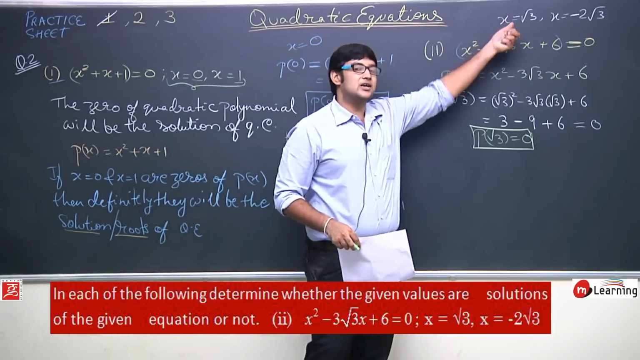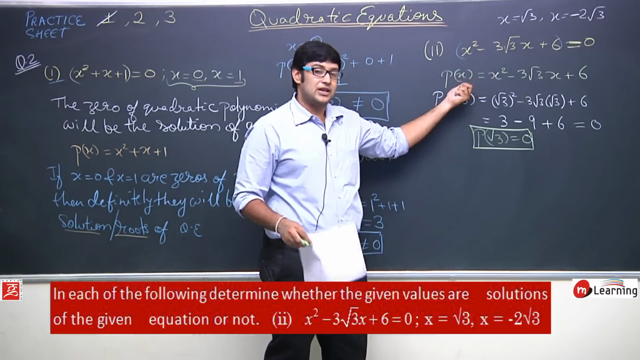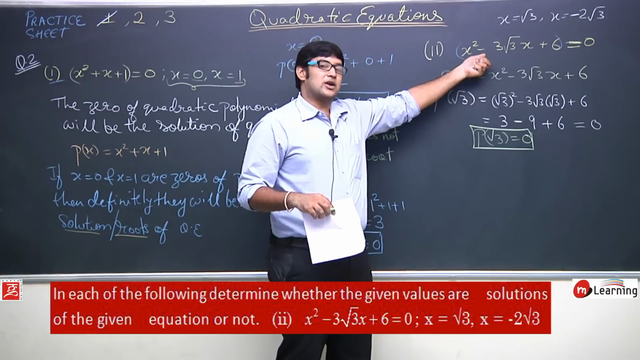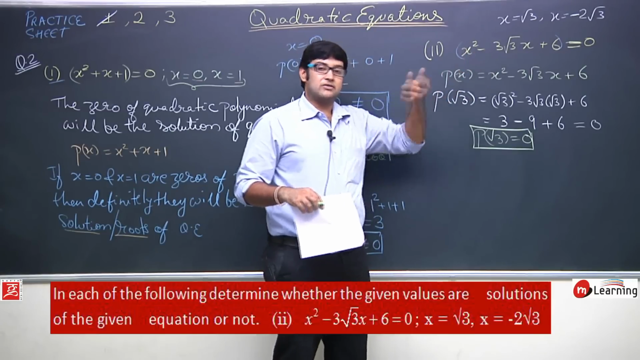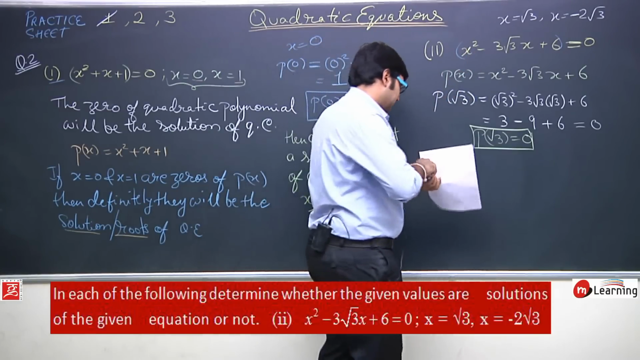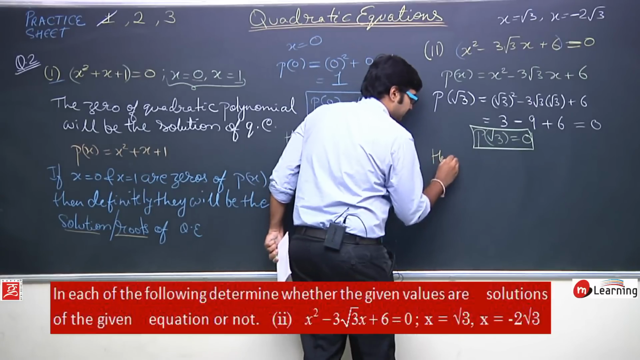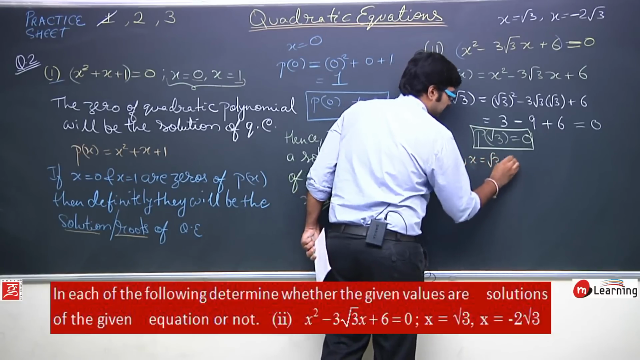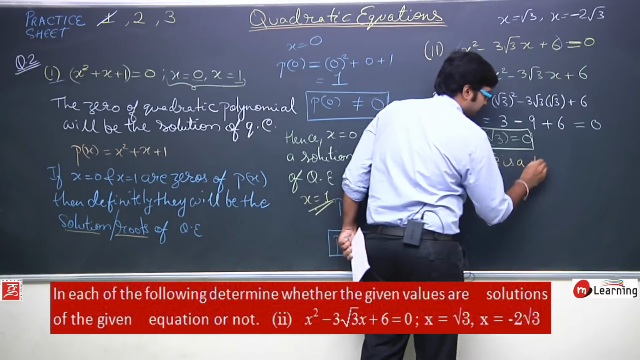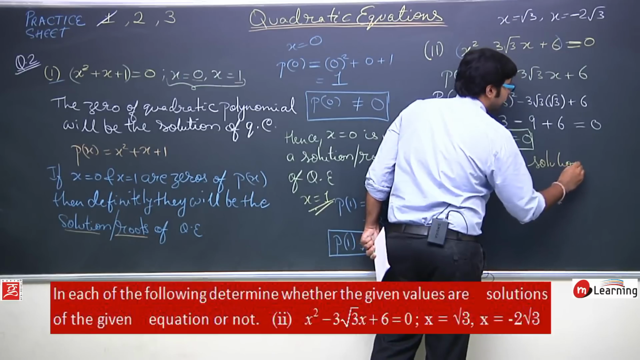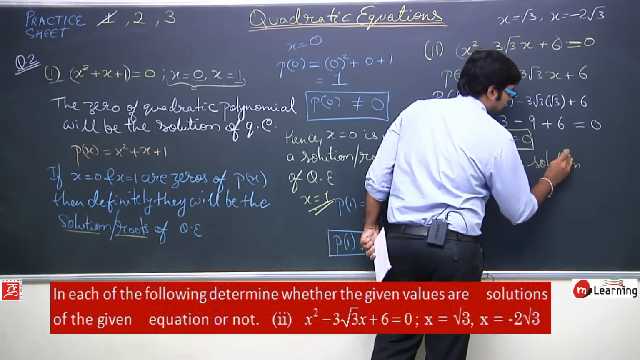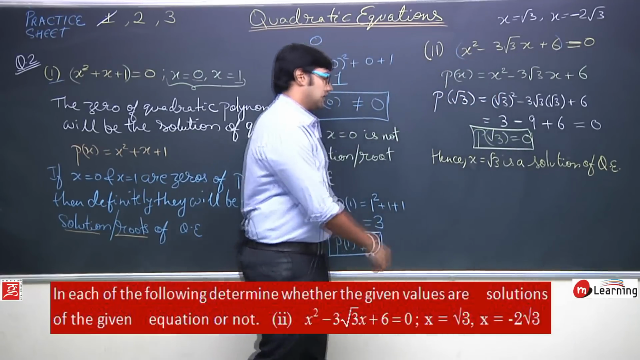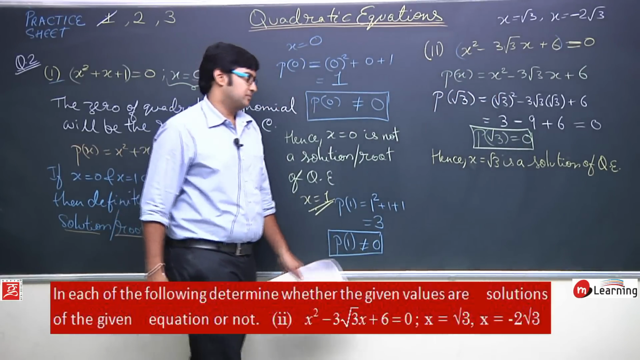And if p of root 3 is equal to 0, then x is equal to root 3 is a 0 of this polynomial, and this x is equal to root 3 is a solution of this quadratic equation, or the root of this quadratic equation. Hence I can say, hence x is equal to root 3 is a solution of the quadratic equation.